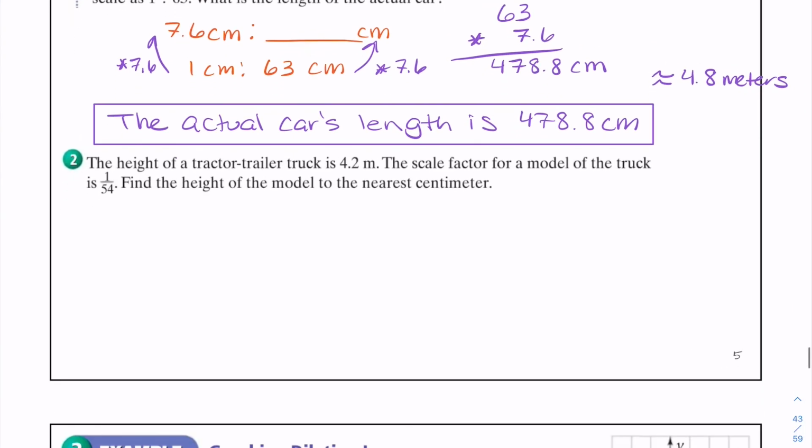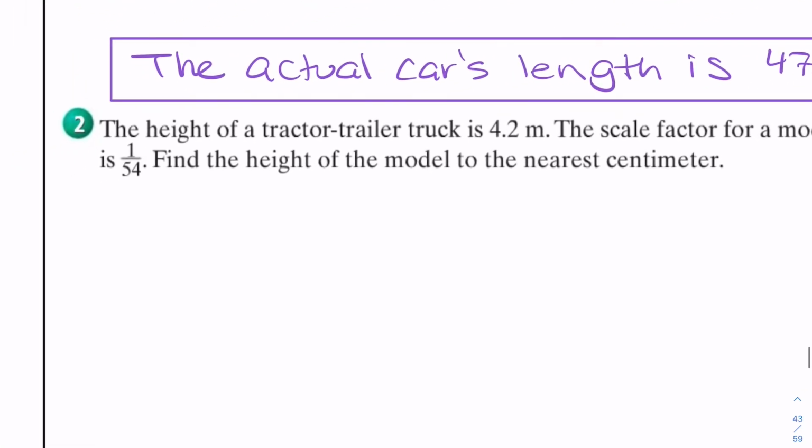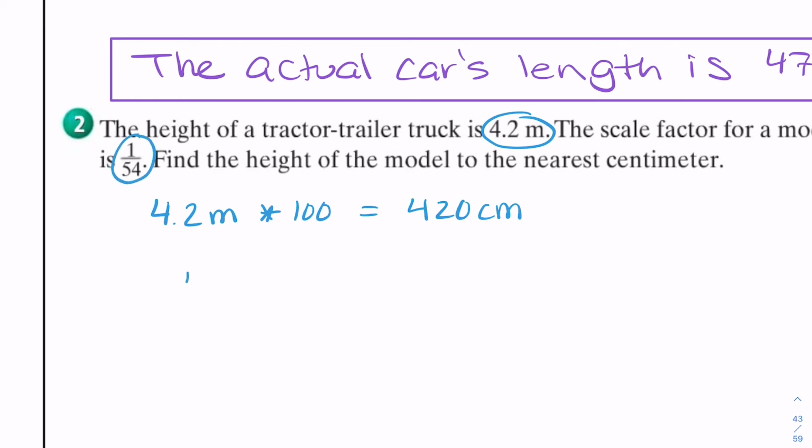Yep. Okay, the height of a tractor trailer truck is 4.2 meters. The scale factor for the model of the truck is 1/54th. Find the height of the model to the nearest centimeter. I'm going to have to take this value here, 4.2 meters, and multiply it by 100, because there's 100 centimeters in a meter. That gives me 420 centimeters. And now it has a rate of 1/54. So I'm going to take 420 times 1 out of 54. So that is 420 over 54.